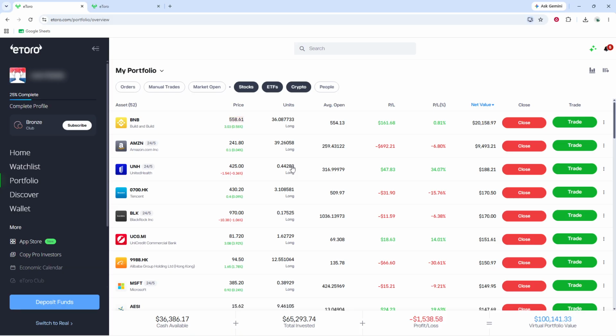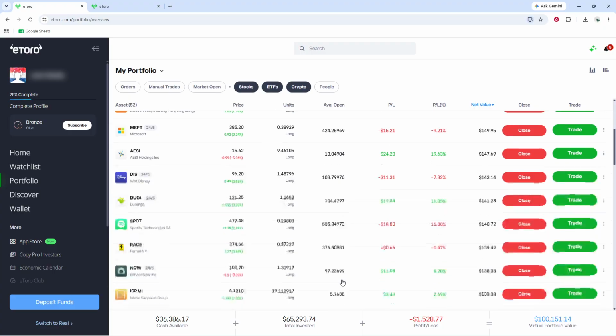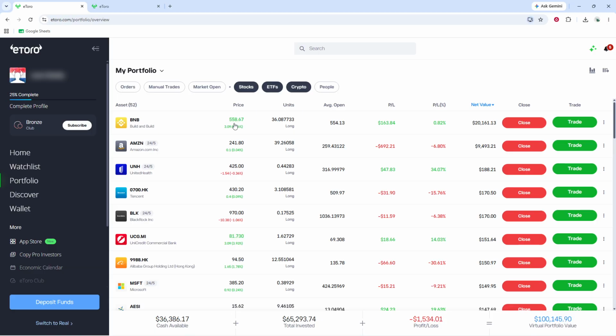Now move to the AVG. Open column. This is the average price you paid to open that position. It's one of the most important numbers on the dashboard because it gives you the baseline for measuring performance. For example, if your average open price for BNB is $554.13 and the current price is $555.99, that means the position is currently in profit.